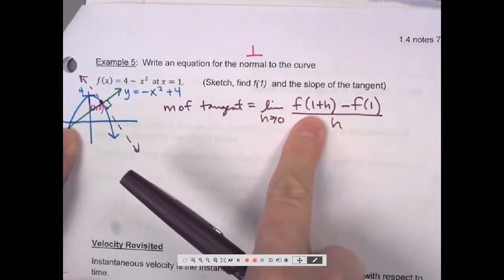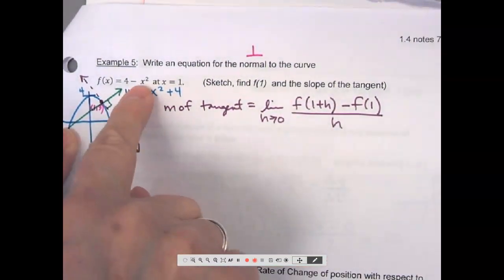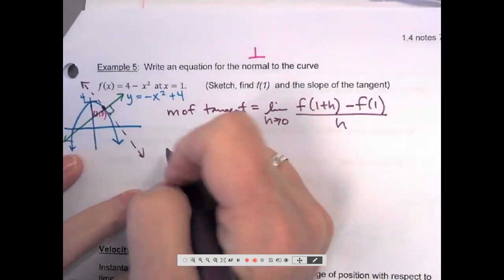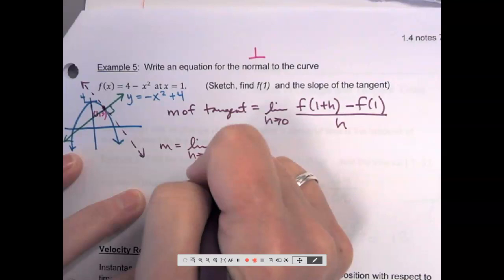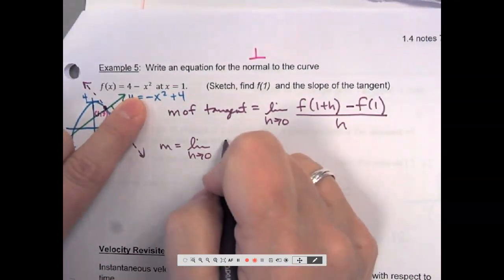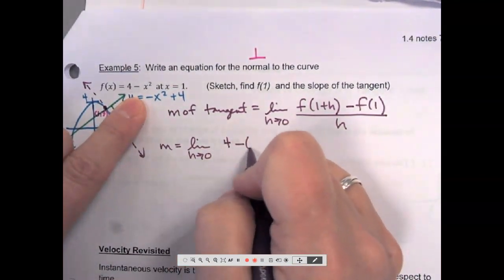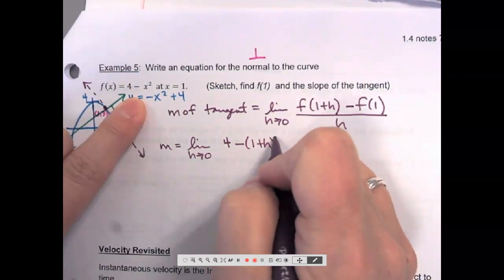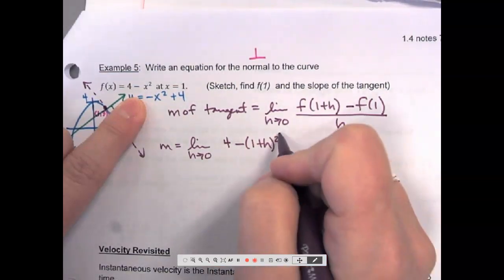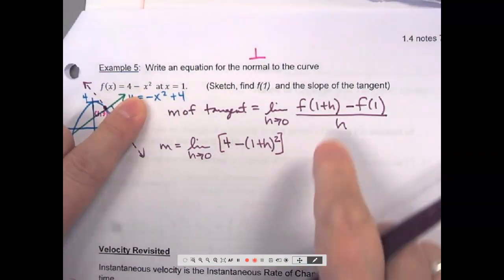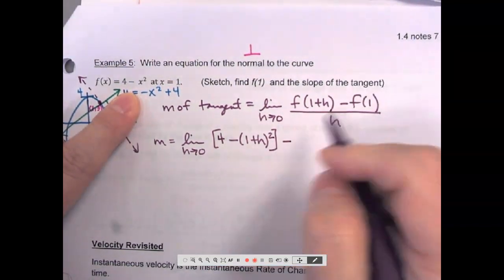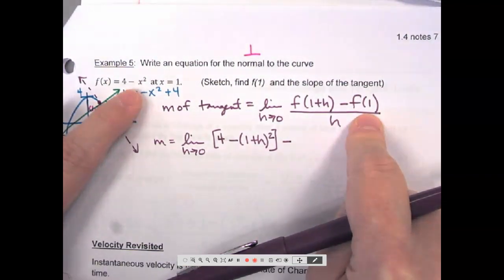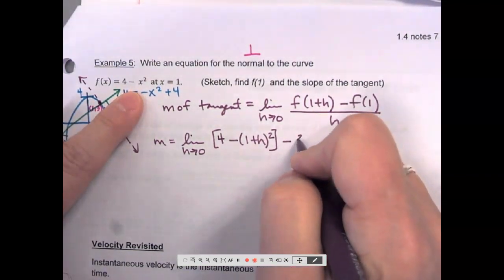But f of 1 plus h, I have to sub in 1 plus h here. So I have the limit as h approaches 0 of 4 minus (1 plus h) squared. All of that is f of 1 plus h. Subtract f of 1. We'll plug 1 into the function and we get 3.